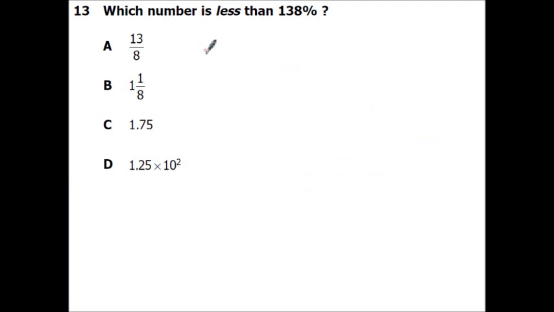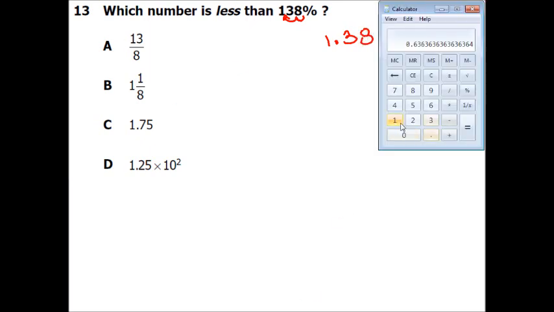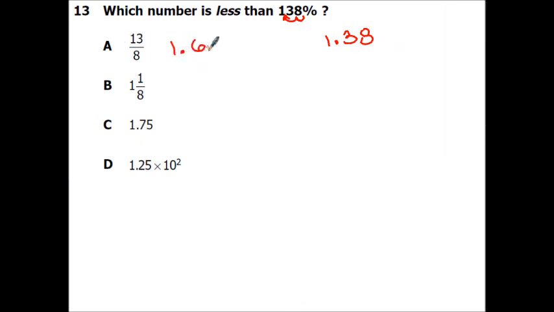Alright, this one says, which number is less than 138%? So again, whenever you compare stuff like this, you're always going to change it to decimals. So 138%, you change the percent to a decimal by moving it 2 to the left. So this is 1.38. Alright, 13 divided by 8. Let's check out what that is. That's 1.625. So that's not right, because that's not smaller.